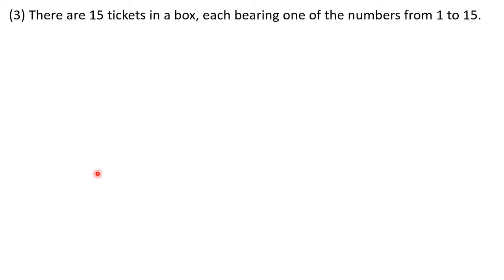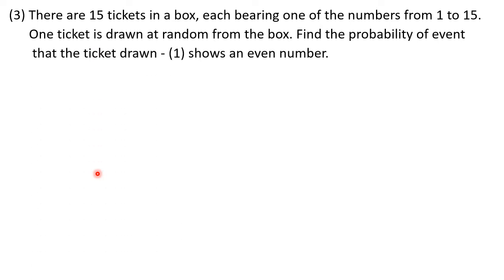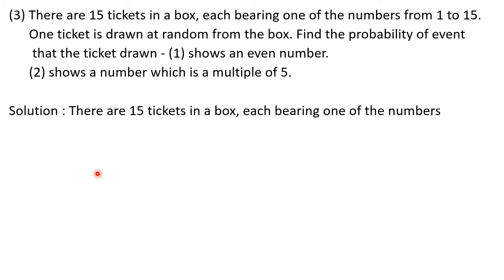Question number 3 here. There are 15 tickets in a box, each bearing one of the numbers from 1 to 15. One ticket is drawn at random from the box. Find the probability of the event that the ticket drawn shows an even number, and second, shows a number which is a multiple of 5. Now let's start with the solution here.